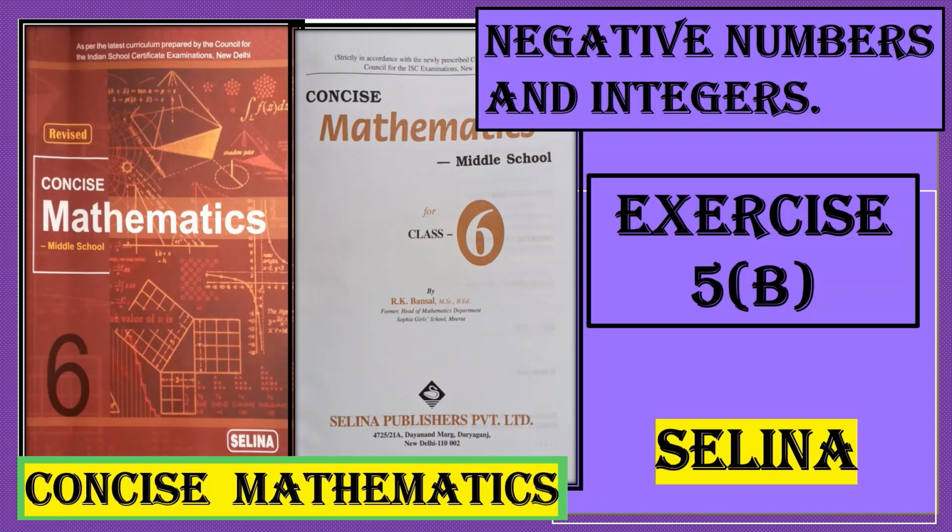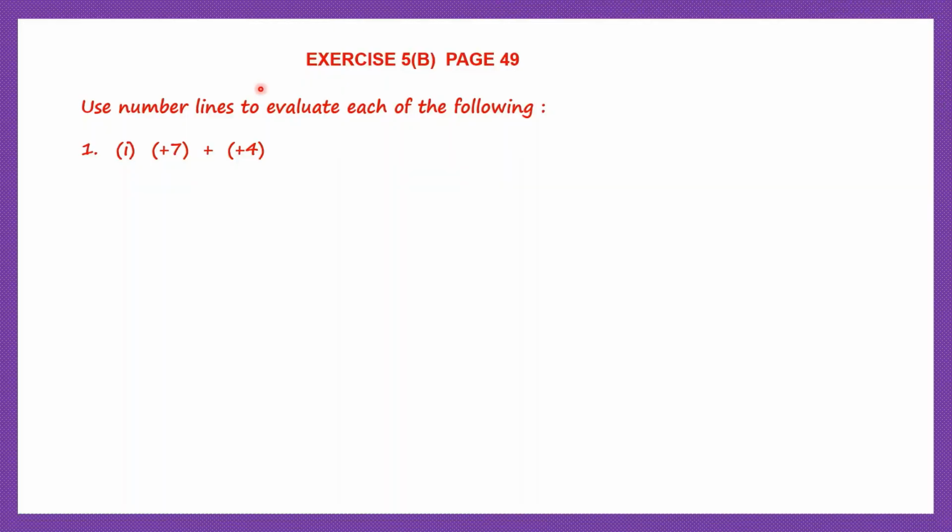Hello students, welcome back. Today we're going to do negative numbers and integers, exercise 5b. Exercise 5b is on page number 49. So in this exercise we're going to do operations on integers, that is addition and subtraction of integers using number lines. So let's look at question 1.